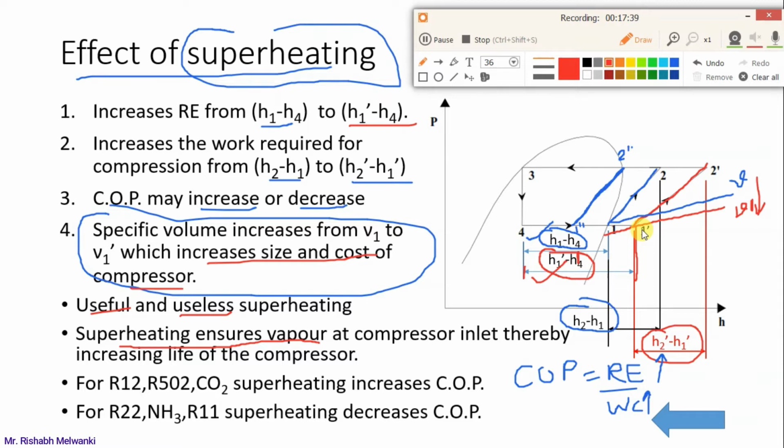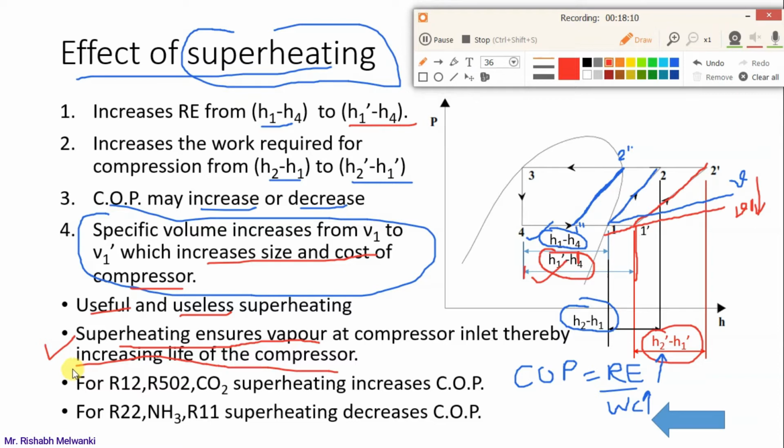What is the meaning of that? That the life of the compressor will increase, because what if the liquid is present and the compressor is pressurizing it, and the liquid refrigerant is incompressible, then definitely there will be a large rise in the pressure inside and it might damage the compressor. So that is why superheating ensures vapor at compressor inlet, thereby increasing the life of the compressor. This point you can say is valid for a reciprocating compressor.